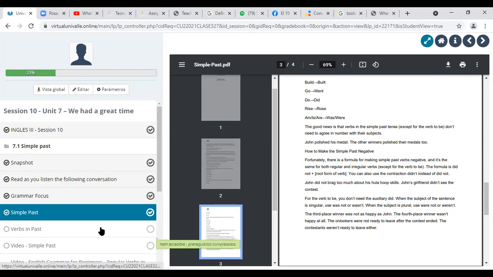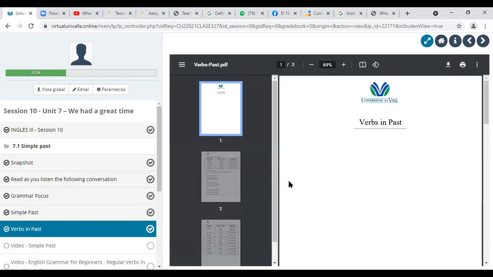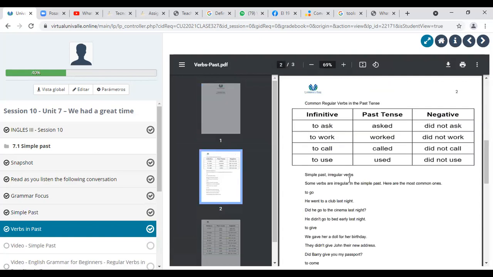Okay. Also in here, we have the grammar explanation for verbs in past. Infinitive to ask, asked, did not ask, negative. To work, worked, did not work. To call, called, did not call. To use, used, did not use.